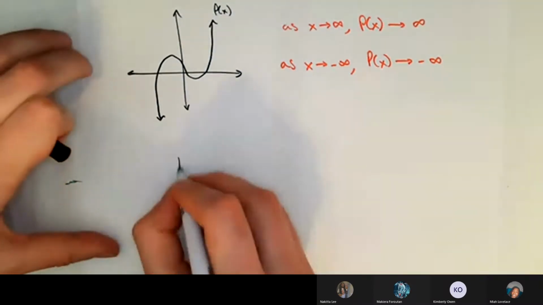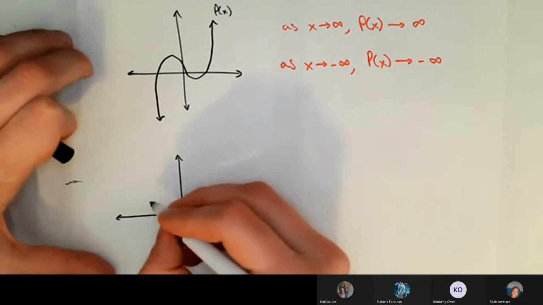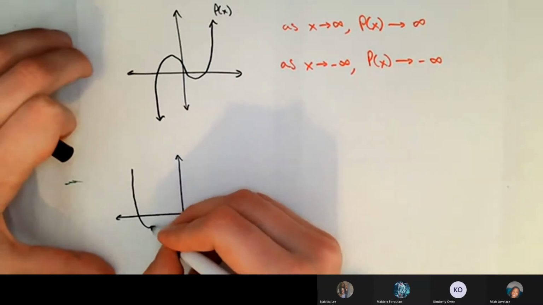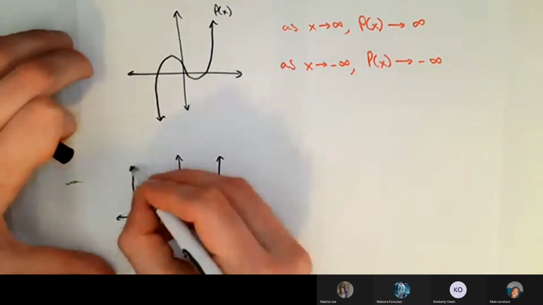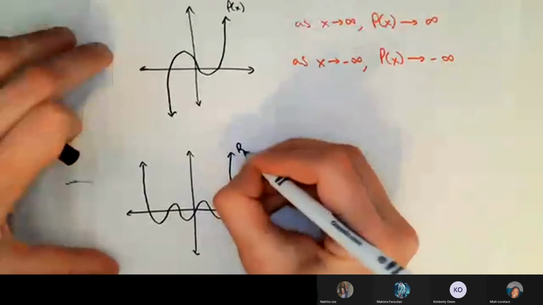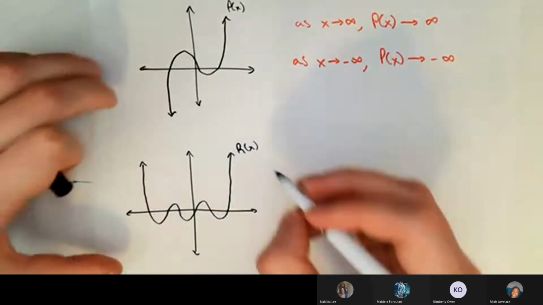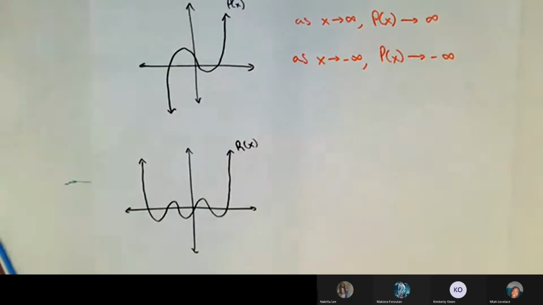As another example, let's take some crazy looking high degree polynomial. I'll call it r of x. We tend to use capital letters like P and R and Q when we're talking about polynomial functions. It's just a notation. You could just call them all f of x if you wanted to. That would be fine.